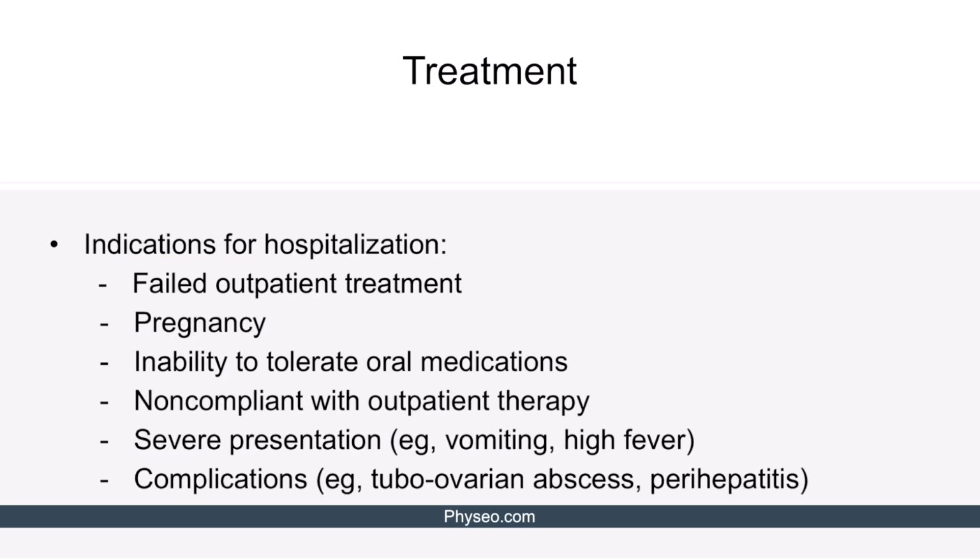There are several indications for hospitalization of the patient with PID. If a woman has failed outpatient treatment or she is pregnant, she needs to be hospitalized. Additionally, if the patient is unable to tolerate oral medications or she is non-compliant with outpatient therapy, she should also be admitted to the hospital. Finally, patients with a severe presentation, such as vomiting, a high fever, and other complications such as a tubo-ovarian abscess or perihepatitis should also be hospitalized.